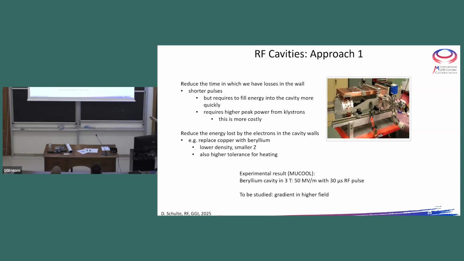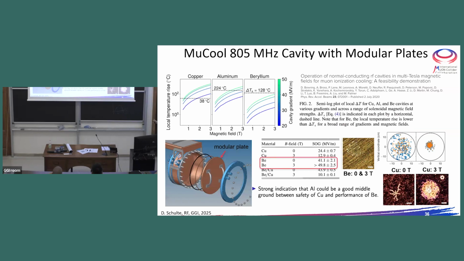Now experimentally it has been tested in MICE that you can put beryllium at the end plates. There the test was limited to 3 Tesla, and 50 megavolts per meter were achieved with a 30 microsecond RF pulse. Here you see some of the temperature rises measured in copper, aluminum, and beryllium. You see, as I said, beryllium is better than copper, and it can also sustain higher heat loads, as you can see there. And funny enough, the beryllium cavity with magnetic field was achieving a higher field limit than the one without.